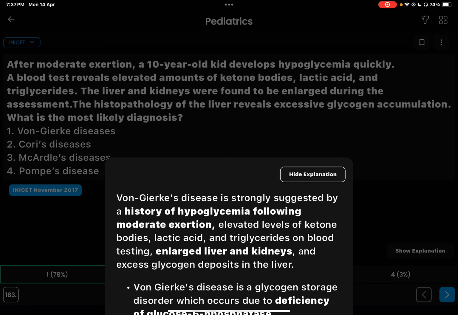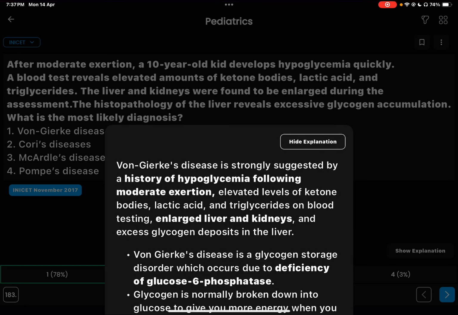Von Gierke's disease. Whenever there is a kid who gets tired after exercise, the kid's name is Von Gierke. Anyone getting hypoglycemia after moderate exertion is Von Gierke's. The kid's name is Von Gierke's, remember. There is also enlarged liver and kidneys.